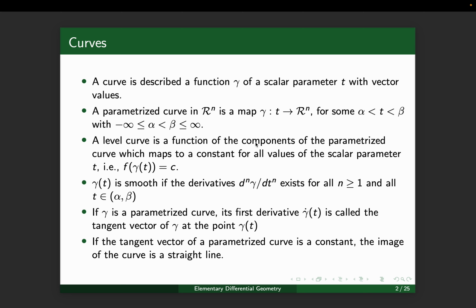If there exist derivatives of all the orders, then gamma of t will be a smooth curve. The first derivative of gamma of t is called the tangent vector. If the tangent vector of the parameterized curve is a constant value, then the curve will be a straight line.